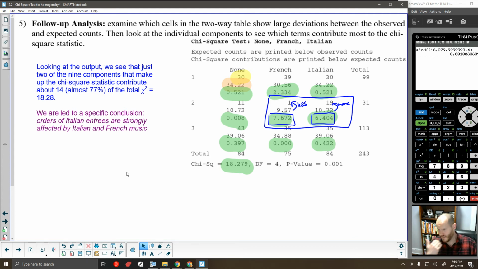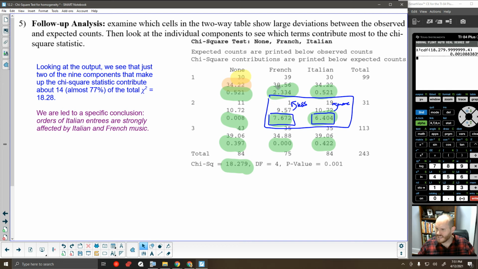So if I'm the business owner and I'm looking at this follow-up analysis and I have a lot of leftover Italian entrees that I need to move, this follow-up analysis tells me that I should pop on some Italian music, and that's going to help me move those entrees a little bit quicker. It's less so with the French entrees, and the other entrees don't seem to be really that affected at all. If you look at other, those contributions are minimal.